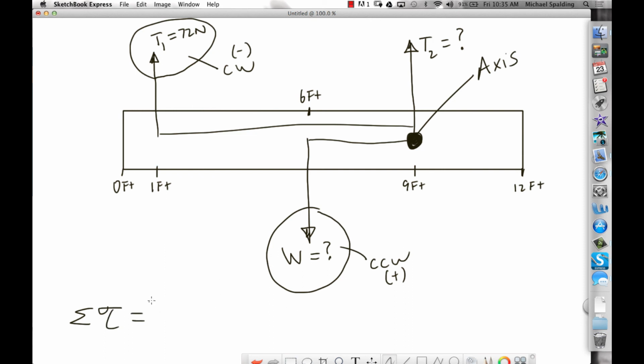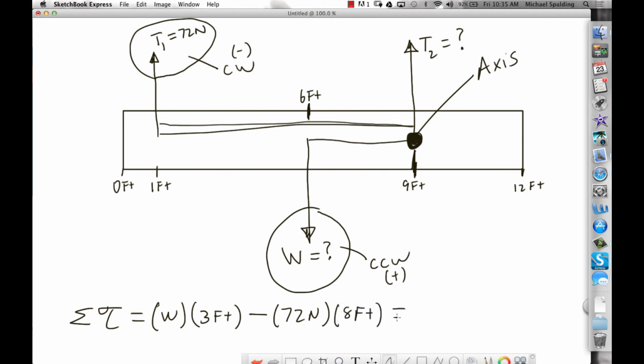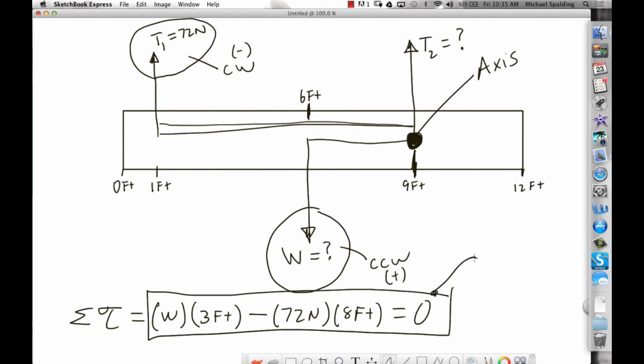Okay, so we're going to go the weight of the board. What's the distance for weight now? From 9 foot to 6 foot is how far? 3 foot. And are they perpendicular? Yep. Minus 72 newtons. Now what's the distance for 72? From the axis over to the force, let's see, from 9 feet to 1 foot is 8 feet. The sum of the torques will be 0 because it's not having an angular acceleration. Take this, solve for the weight of the board, you get 192.